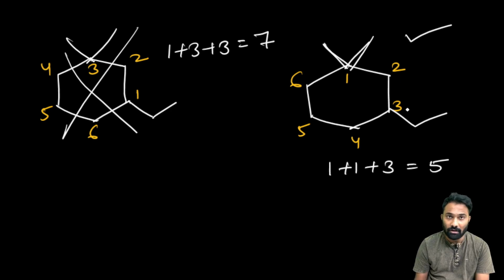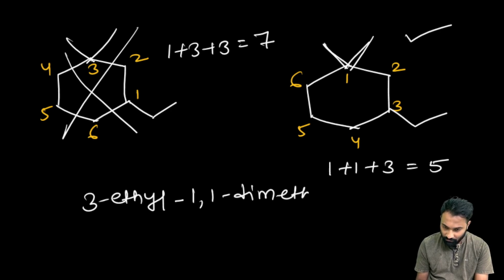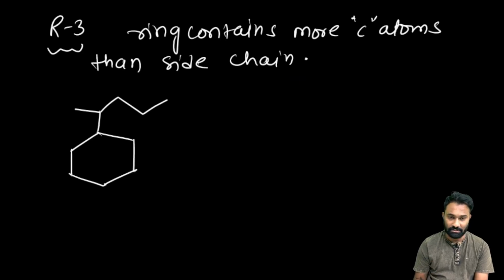Then how to name this compound? According to the alphabetical order, ethyl will come first, right? Now E should be written in the IUPAC name first. So this will be 3 ethyl and 1, 1 dimethyl. How many carbons are we having? Cyclohexane. Clear? Now this is a compound. Done?